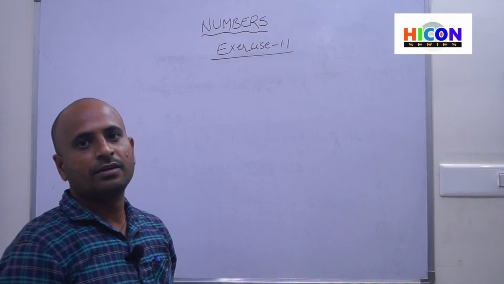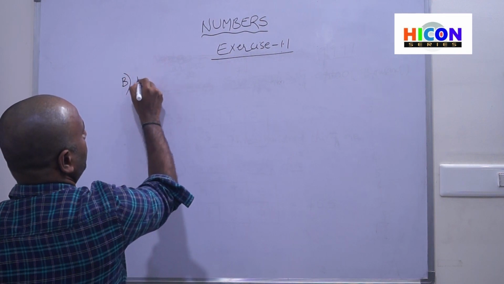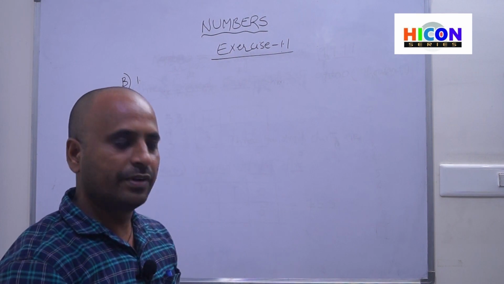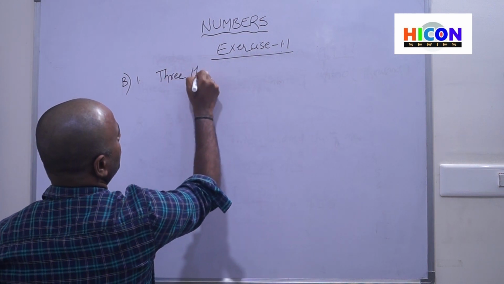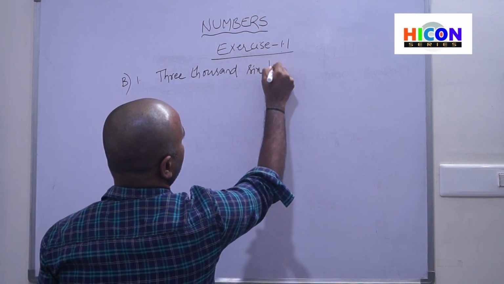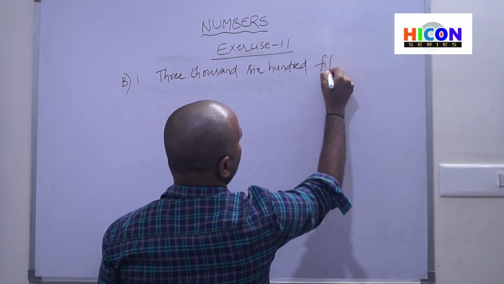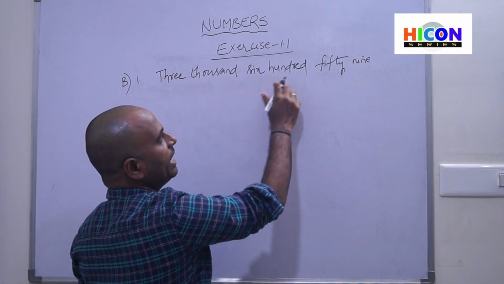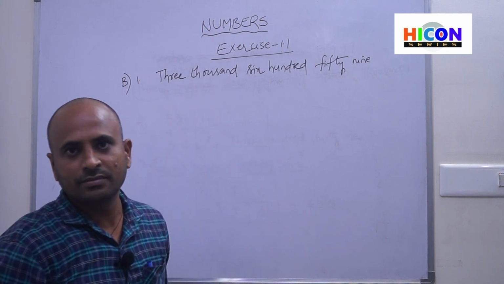So take one problem. Section B, the problem is, the number name is 3659. So this is the number name they have given. We have to write a number for this number name.